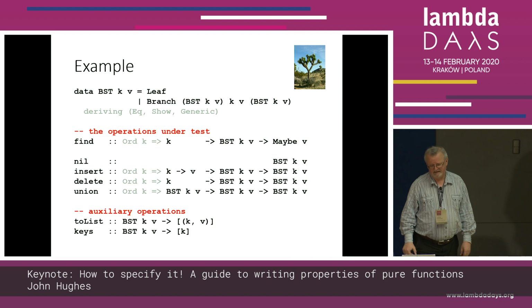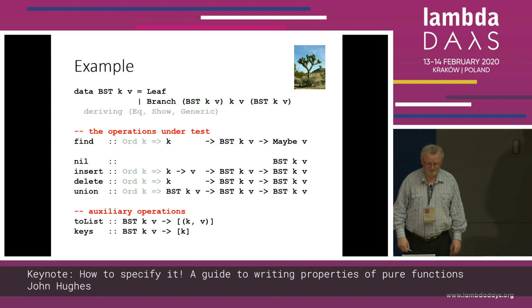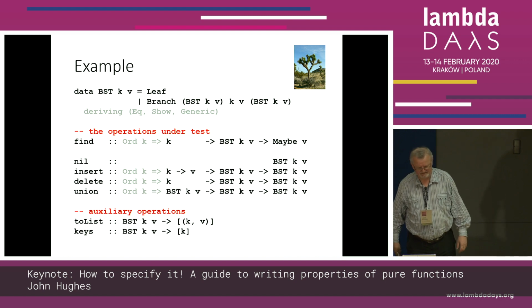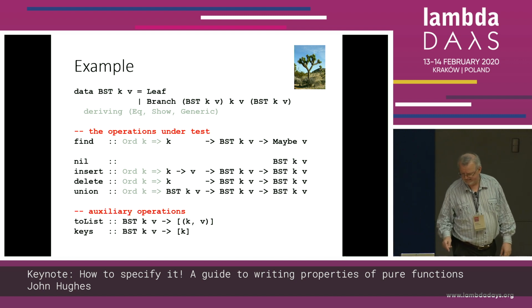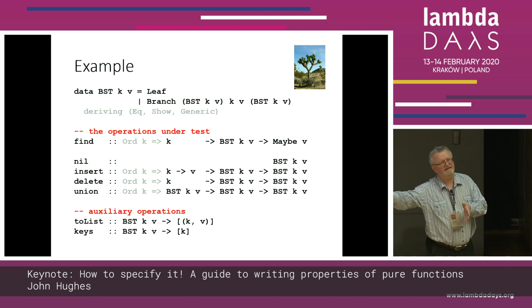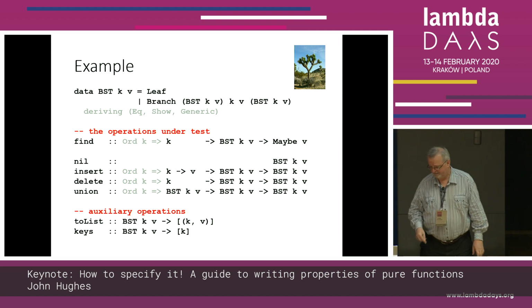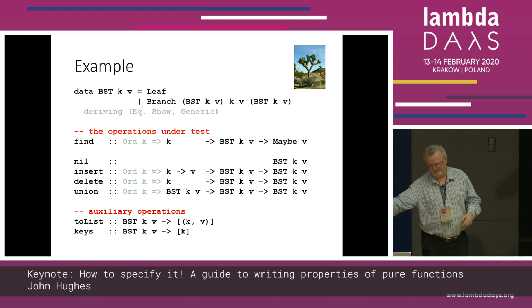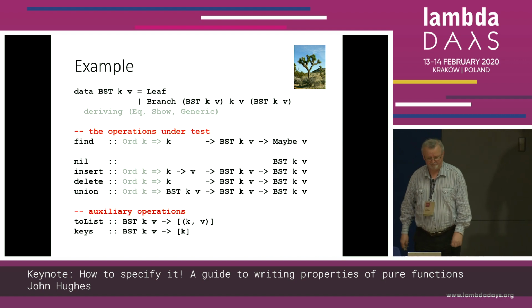You will also see a couple of other functions here and there in the talk, but they're not interesting to test. They just help me formulate properties. ToList is going to take a binary search tree and just return a list of pairs of the keys and values in the tree. And keys is even simpler. You give it a tree, you get a list of the keys in the tree. So you'll see those cropping up.